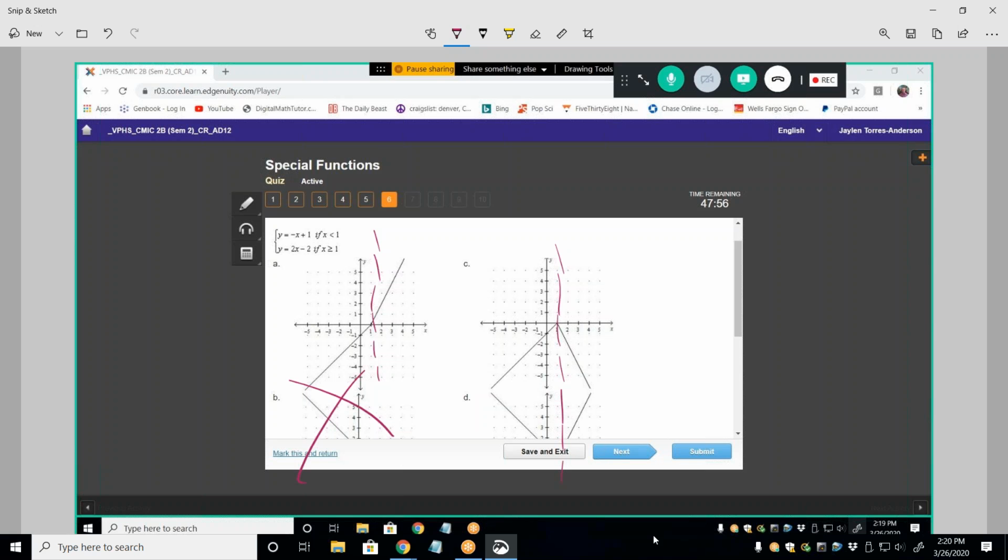Okay, so let's examine this top function right there. That's what it's going to be whenever we are to the left of the red line. Okay, now for that function, what's our y-intercept?